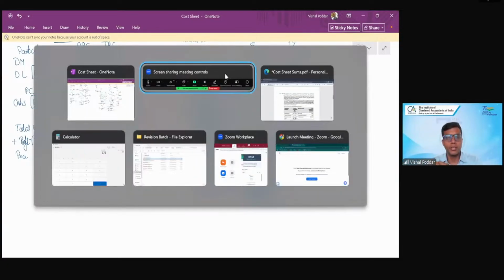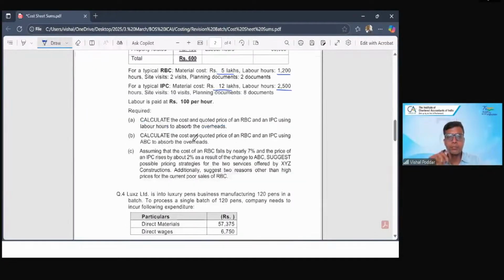This is what you can suggest in part C about the pricing strategies. Now they are asking for both the services. Now what should be your pricing strategy for the other service? If you see, for IPC we were already getting IPC contracts. Plus they are further saying that the price of IPC rises by about 2%. So there will in fact be a further increase in pricing. Now what should be your pricing strategy?